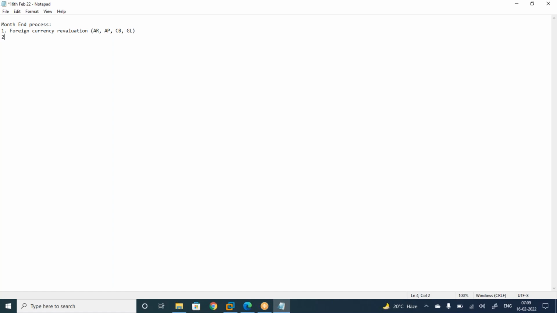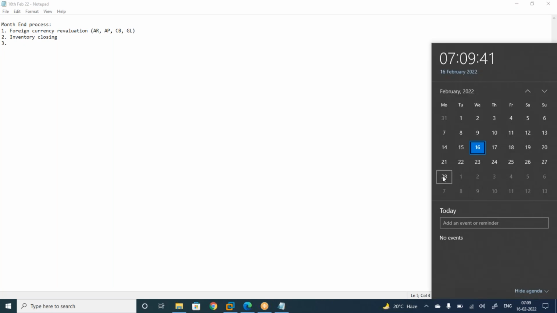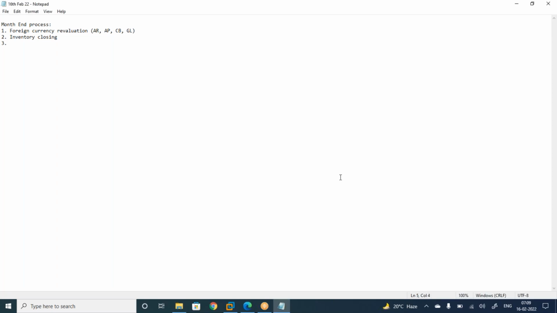Second one, inventory closing. So inventory closing also I have not explained to you. This inventory closing you are going to learn next to next week. Next to next week means from 28th February. I'm going to merge both finance and T&L batches. I will combine from 28th February, exactly after 1.5 weeks.